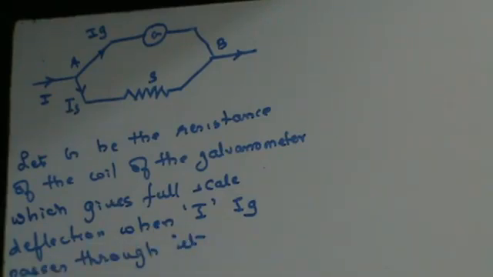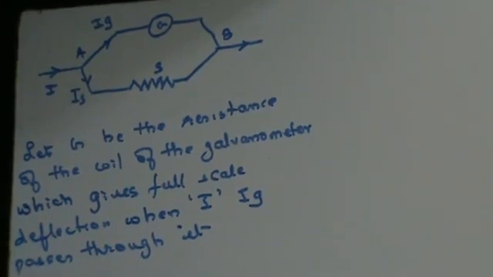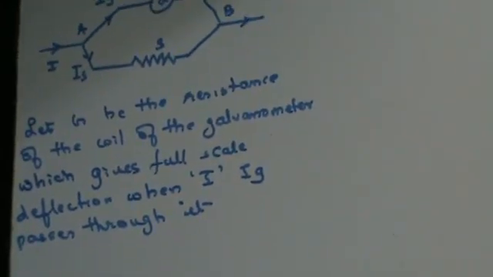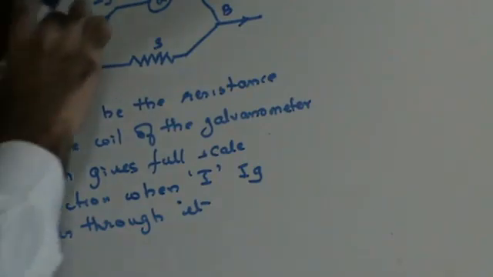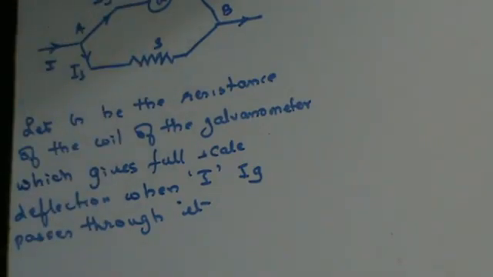Right? Now, in order that the galvanometer should be able to measure current I: at this point of time, the galvanometer is able to measure current only Ig. When current Ig passes through the coil of the galvanometer, it gives you full scale deflection. But I want the galvanometer to measure current I. In order to enable it to measure current I, it is necessary to connect a shunt of small resistance across the galvanometer.